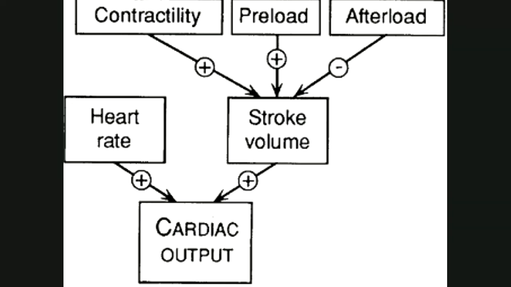So this also shows that, and look, here's preload, increases stroke volume. Afterload, decreases stroke volume. Contractility, increases stroke volume. And then we already know about heart rate. Heart rate, if we increase it, stroke volume, if we increase it, we're going to increase cardiac output. So those are the things we can do to change cardiac output.